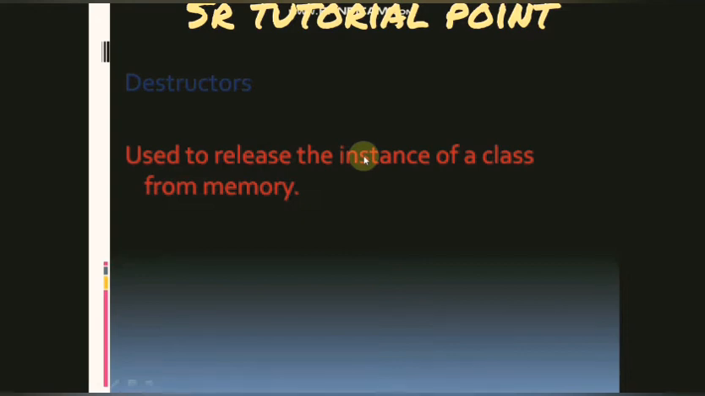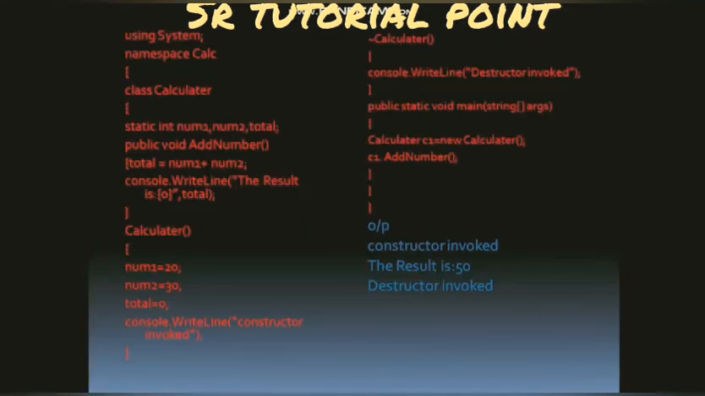Okay. Then this program is written in C#. Using the System namespace, I gave the name calc, then class Calculator. This is the class name. Then I am declaring the variables as static. Then AddNumber is a function. Inside that I give an operation. After performing the operation, the value will be stored in the total variable. Then after that, Console.WriteLine. WriteLine is used to print the value on the output screen.